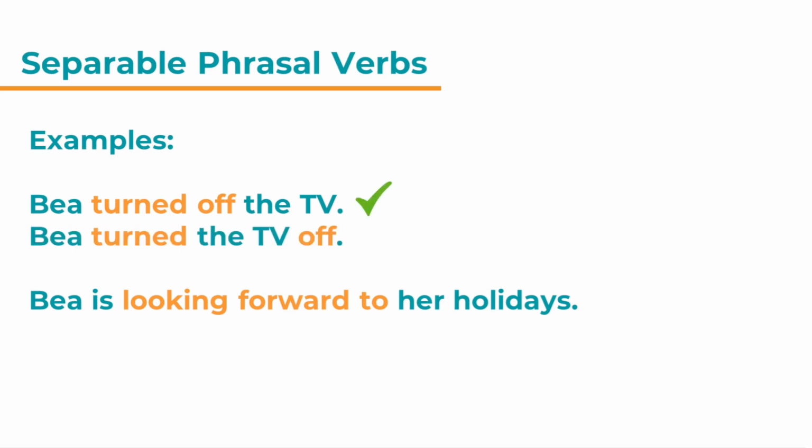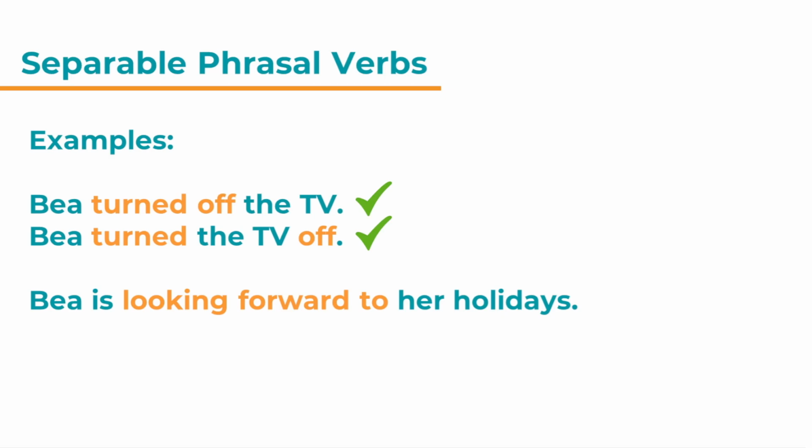However, in the first example, we could also put the direct object in the middle, and the sentence would still be correct. Bea turned off the TV is correct, and also Bea turned the TV off. Both sentences are correct in English.